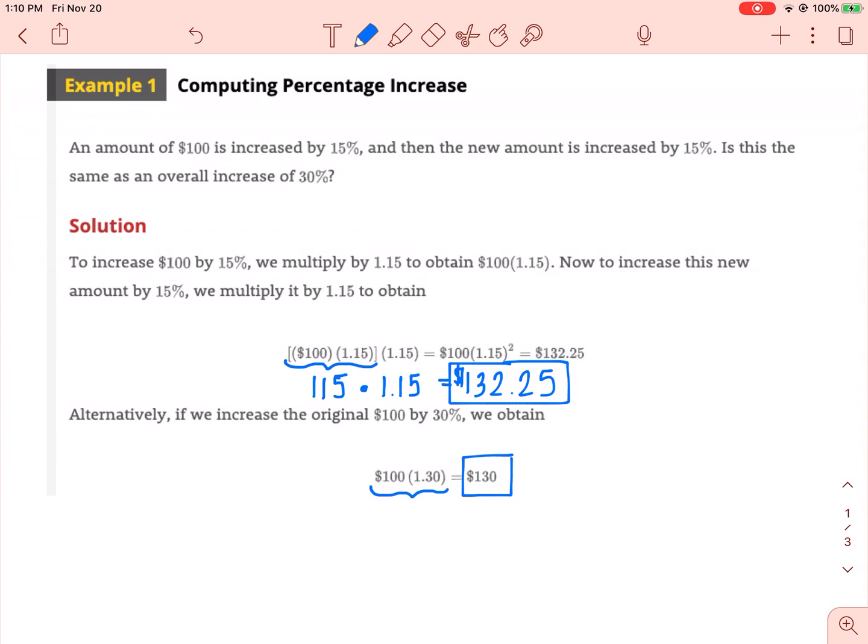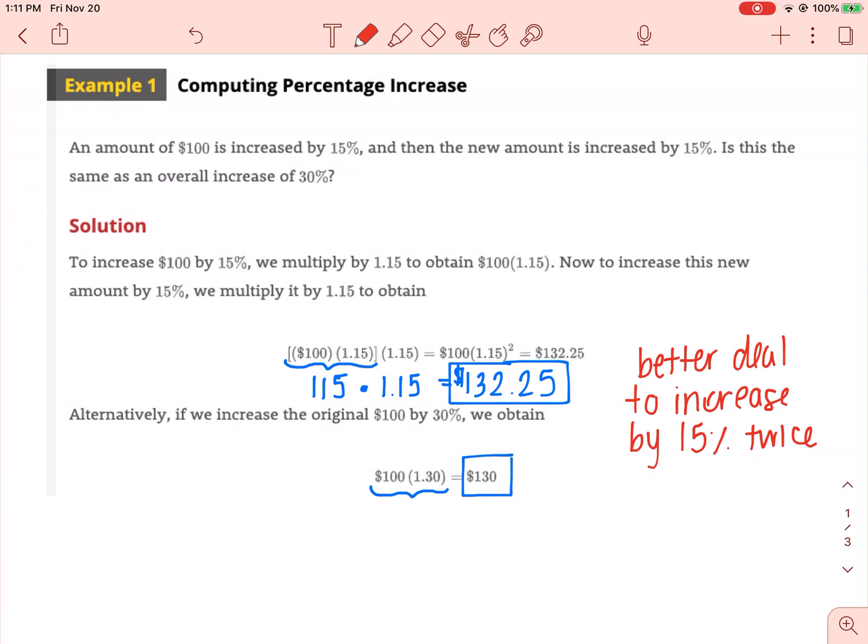$130. So actually, a big takeaway here, it is a better deal to increase by 15% twice versus a one-time increase of 30%. So sometimes you really have to break it down, do the math. If someone asked you, do you want to increase by 30 or increase 2 times by 15, take the better deal. This is definitely bigger than 130. Every piece of money counts, my dears. So it's important to know how to increase.